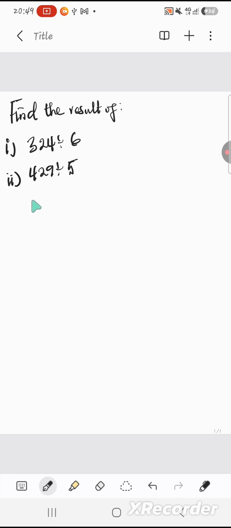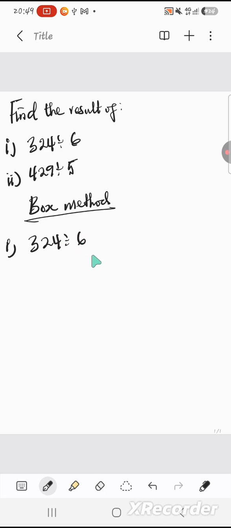This method I refer to as the box method. In this method, just like the name, the first question says we should divide 324 by 6. This may look quite simple, but what if you are teaching someone in grade 3, grade 2, or grade 4? So what we are going to do is to draw a box.